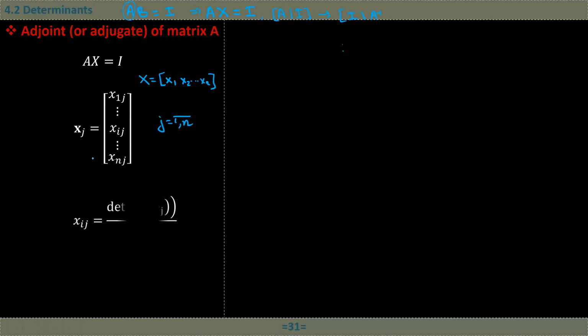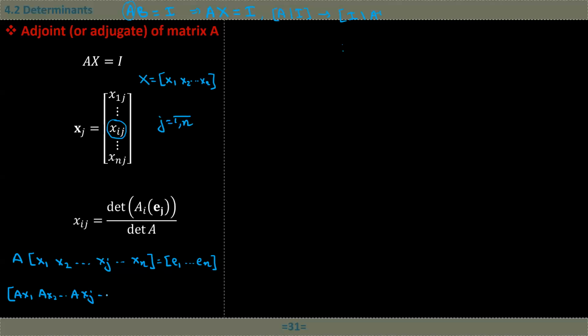Last time we talked about Cramer's rule, and I'm applying Cramer's rule here. Why here? Because if you write AX, X has a first column, a second column, dot, dot, dot, the jth column, up to Xn. On the right-hand side we have I, and each column of I is a standard unit vector in n-dimensional space: E1, E2, up to En. If you bring the matrix A inside, we have Ax1, Ax2, dot, dot, Axj, dot, dot, Axn. On the right-hand side we have E1, dot, dot, Ej, dot, dot, En. This column corresponds to this column.